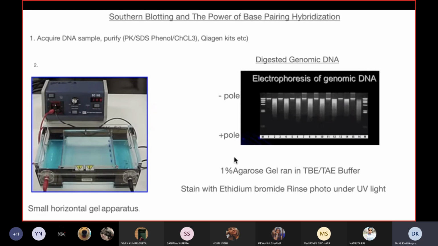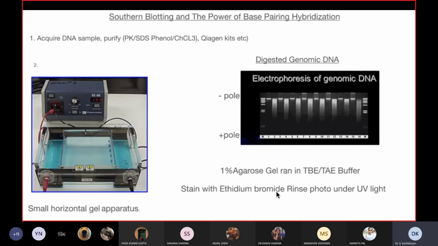So how you visualize the DNA is, well, this is run in a 1% agarose gel, as I said, in some sort of buffer. We use Tris-boric acid or Tris-acetic acid EDTA buffers. And we stain it with ethidium bromide, and it intercalates between the base pairs. Shine a UV light on it, and it will fluoresce, as you see here.